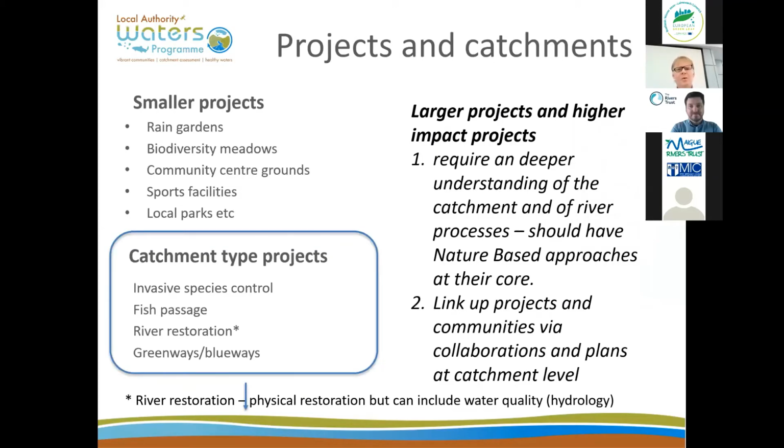The types of projects which we would encourage, everything from, as I said, smaller projects, rain gardens, for example, in an urban area, biodiversity meadows, improving the environmental footprint of, say, a community sports ground, or a community centre, whatever. And then looking at the bigger projects, more catchment-based projects, such as dealing with invasive species, which you have to deal with at a catchment scale.